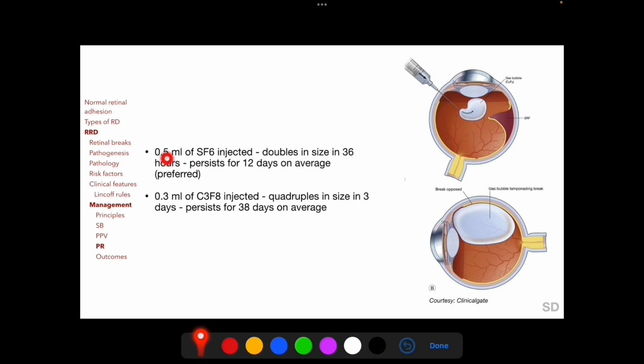Either 0.5 ml of SF6, or sulfur hexafluoride, is injected, which doubles in size in the next 36 hours and then persists for 12 days on average, or 0.3 ml of C3F8, or perfluoropropane, is injected, which quadruples in size in the next 3 days and then persists for 38 days on average.